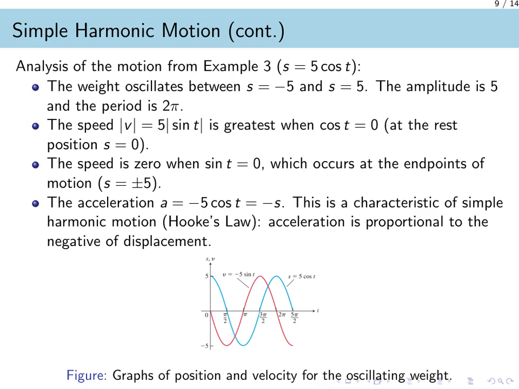Most importantly, we see the acceleration is negative 5 cos t, which is exactly the negative of the position s. This relationship, where acceleration is proportional to the negative of displacement, is the defining characteristic of simple harmonic motion. The key takeaway is that the restoring force is strongest at the points farthest from the center.